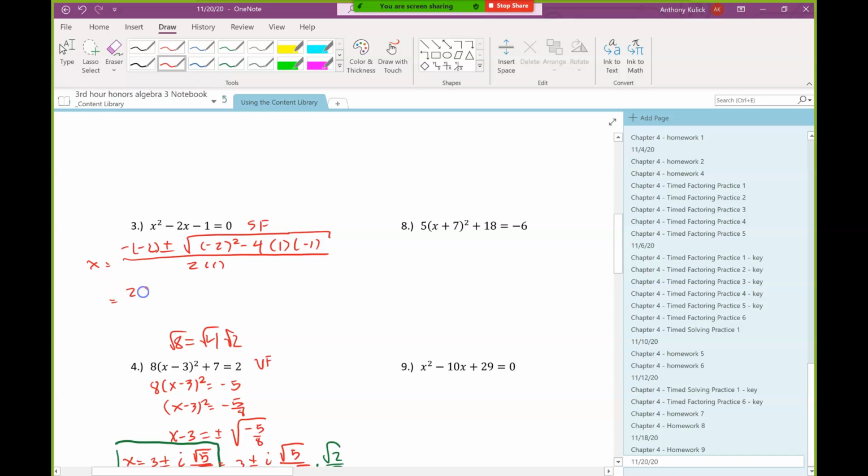So what do we get? Negative of -2 is +2. 2 squared is 4. And then 4 times 1 times -1 is -4. 4 minus a -4 is 8. And the square root of 8 we can simplify just like we did before. So that's 2 root 2. And then you could think, right, since they both have the common denominator, 2 over 2 just is 1. And 2 root 2 over 2, the 2's here can kind of cancel out. And we're left with just 1 plus or minus root 2.